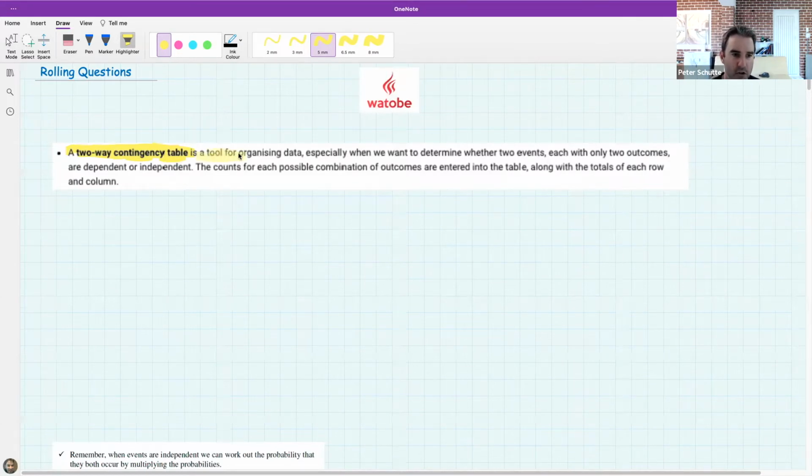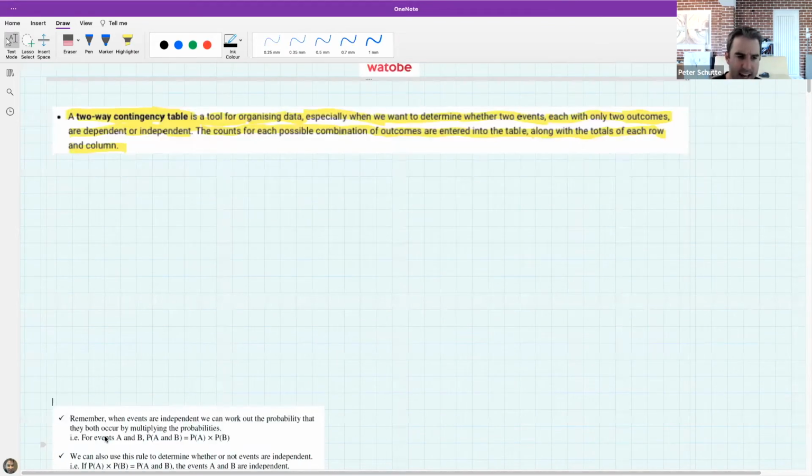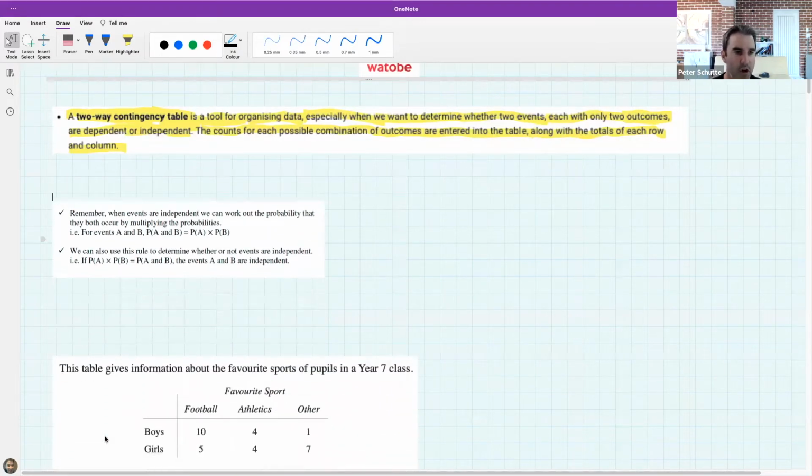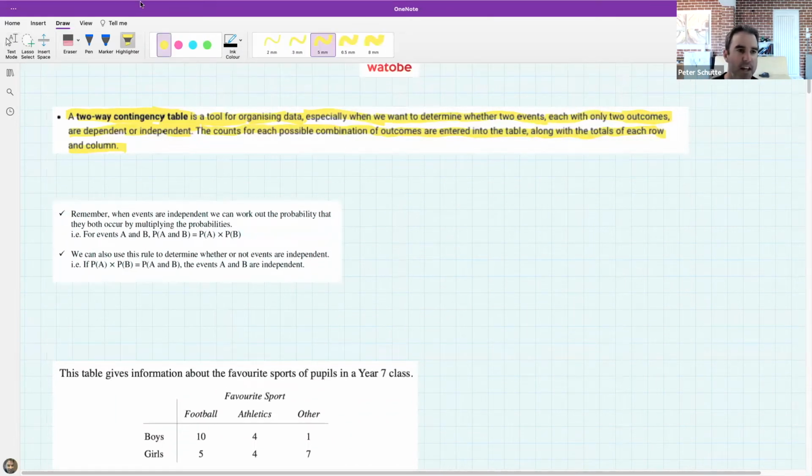In this case, it's a tool for organizing data, especially when we want to determine whether two events, each with only two outcomes, are independent or dependent. The counts for each possible combination of outcomes are entered into the table, along with the totals of each row and column. Now that sounds like a mouthful, but when you see it in the lesson, you'll see it's not too bad. Then the other bit of theory that is going to be used during the lesson is this idea about independence and how we can use that.